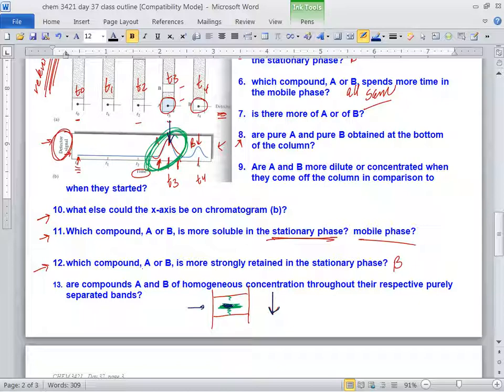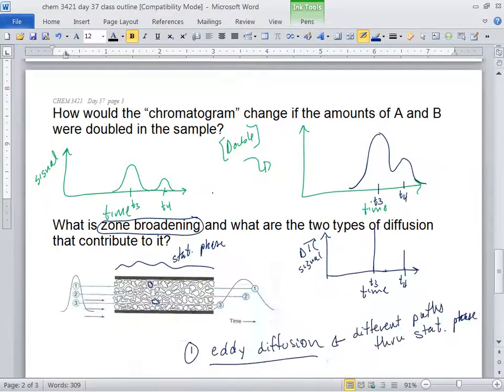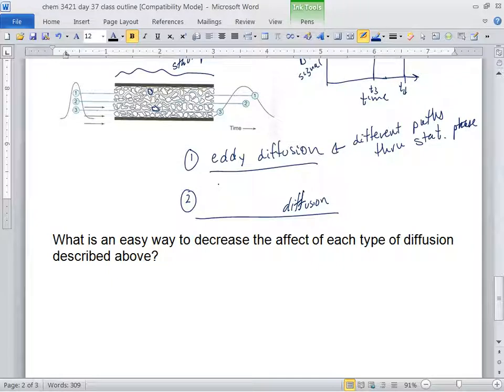So what does nature do? Things diffuse from where to where? High to low. Well, if it's most concentrated in the center, it's going to diffuse in both directions. High to low concentration. You can't stop nature. That's longitudinal diffusion. So both ways. Diffusion happens both ways.